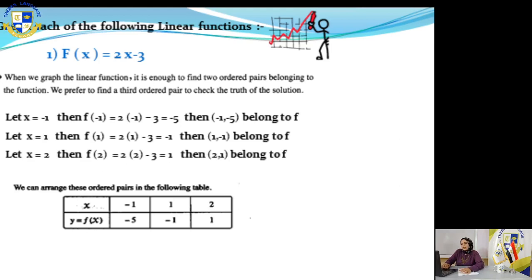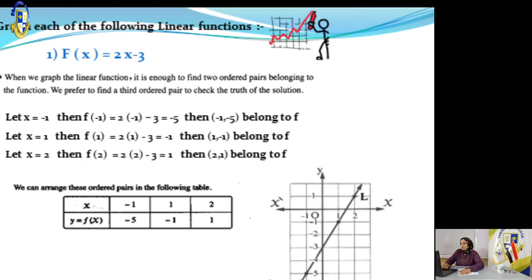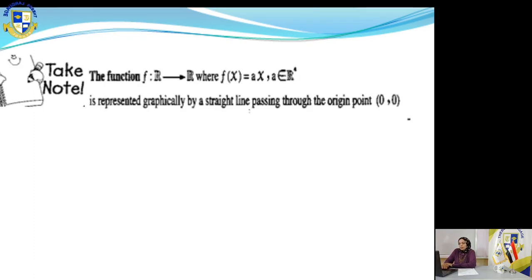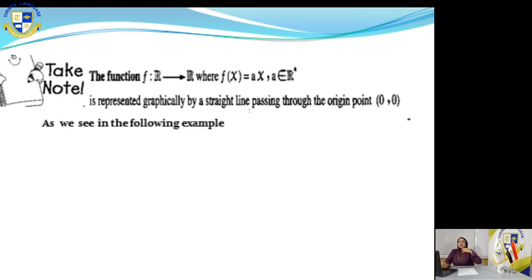Then we will move to slide number 4. We have a function f of x equal ax, where a belongs to R star, which means any number except 0. It is represented graphically by a straight line passing through 0, 0. If we have any function, for example, f of x equal negative half x, any number multiplied by x except 0, it will be represented by a straight line passing through the origin point.